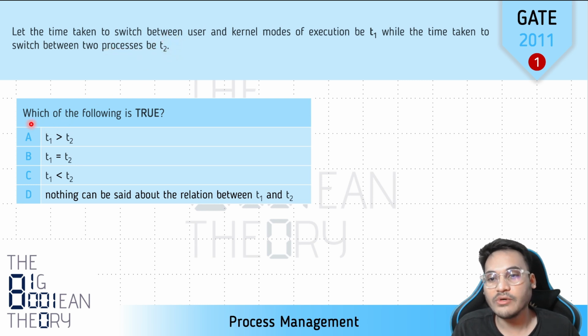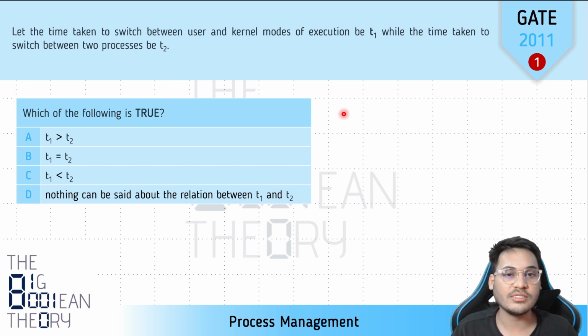So what are they asking? Which of the following is true? You have the options: T1 greater than T2, T1 equal to T2, T1 less than T2, or nothing can be said about the relation between T1 and T2. So basically we have two time periods, T1 and T2. T1 is the time it takes to switch from user mode to kernel mode, or vice versa. It is like switching the privilege level. Whereas T2 is about the context switching between two processes.